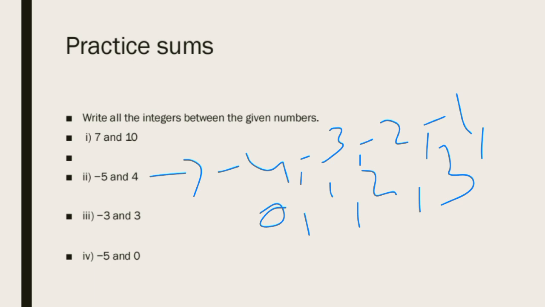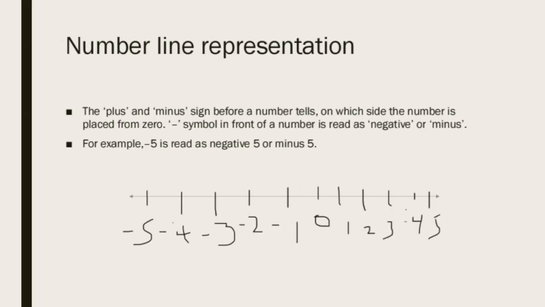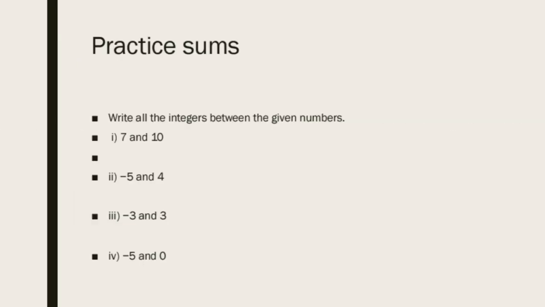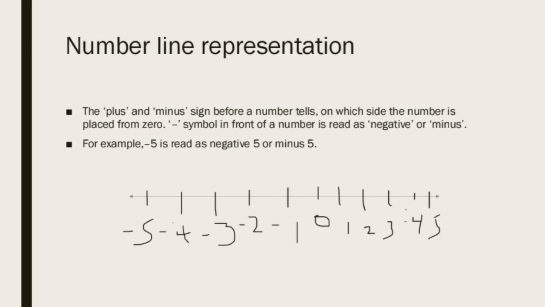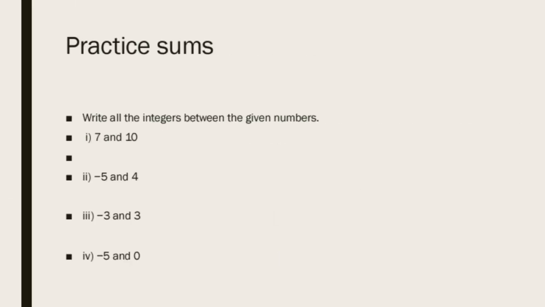Next, -3 and +3. Count: -2, -1, 0, 1, 2. Right. -2, -1, 0, 1, 2. Next, -5 and 0. How many numbers are in between -5 and 0? -4, -3, -2, -1. Write down -4, -3, -2, -1.